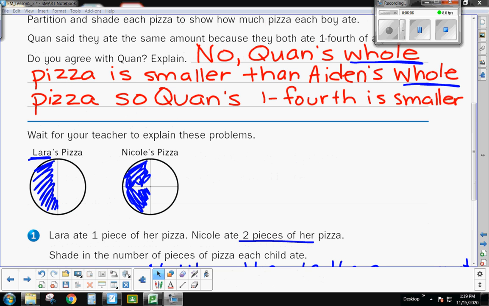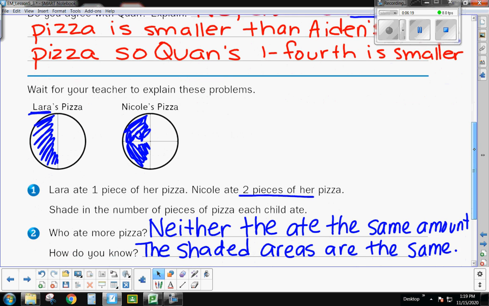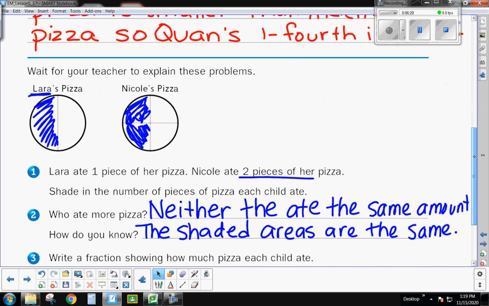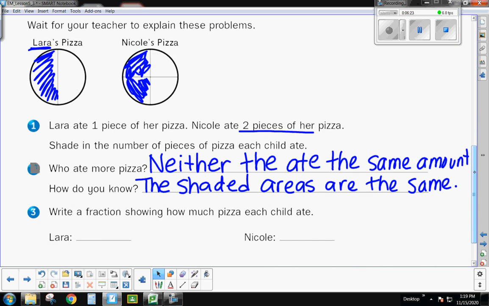Okay, so again, the question asked you, who ate more pizza? Laura got to eat 1 slice and Nicole got to eat 2 slices of her pizza. So who ate more pizza? And really, the answer is neither. They ate the same amount of pizza. And how do you know that?